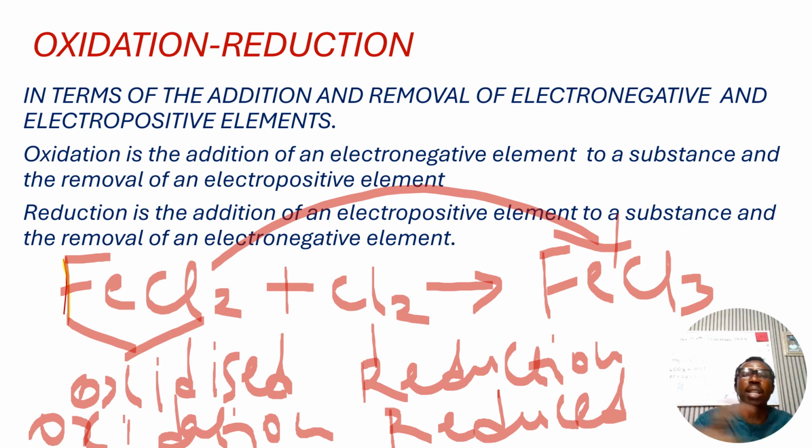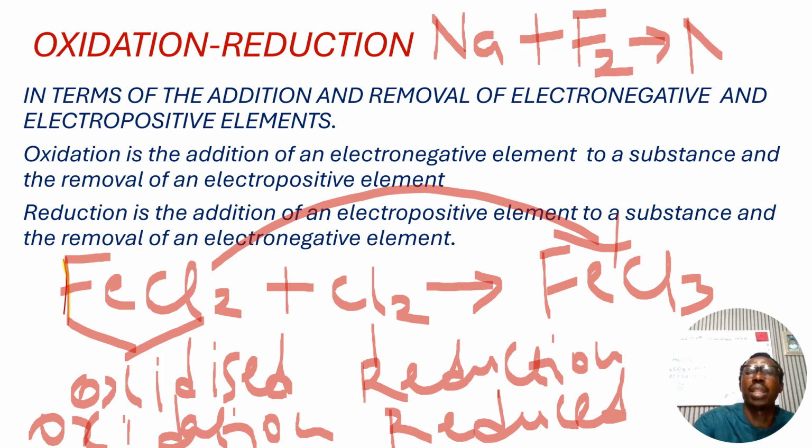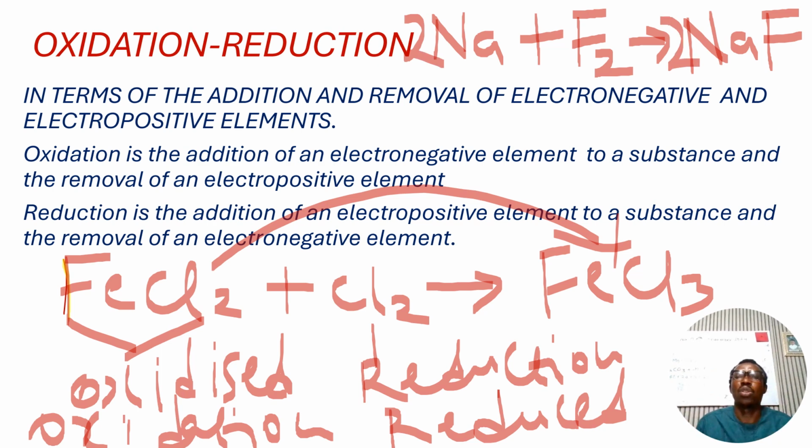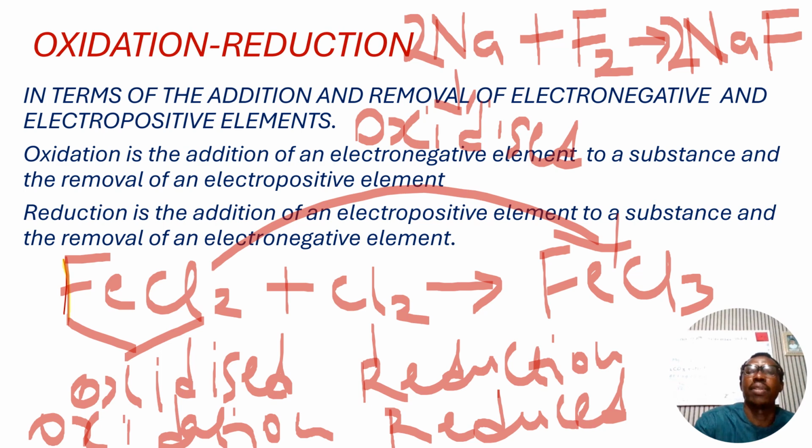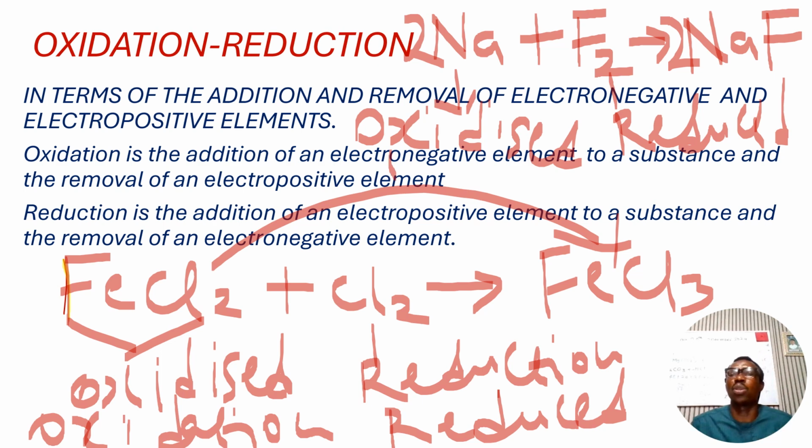If I use another example again, this is sodium reacting with fluorine, which is highly electronegative, to give you sodium fluoride. So you have 2 here, so you have 2. So you can see that to give you sodium fluoride, we have added an electronegative element to sodium. So sodium is oxidized, while fluorine is reduced. So oxidation takes place here, and reduction also takes place.